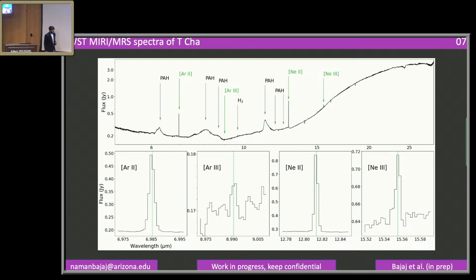So for the first time, we have not just 1 or 2 or 3, but actually 4 forbidden noble ionic lines, which are possibly tracing disk winds, because we know neon-2 is tracing disk winds. So we have argon 2, argon 3, neon 2, and neon 3. This is also the first ever detection of argon 3 in a protoplanetary disk. Along with that, we have several polycyclic aromatic hydrocarbon features that we heard so much about yesterday. Except for that, there is nothing else, and just one H2 line.